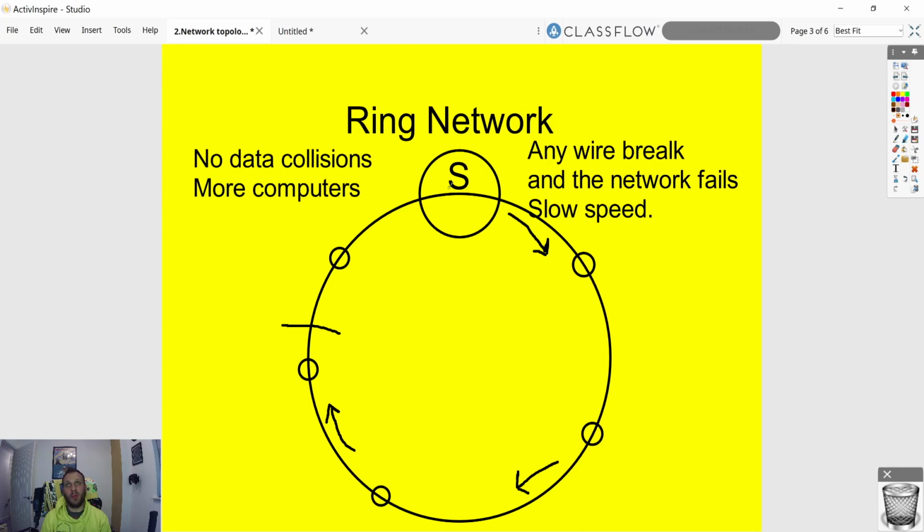Okay, this would be a better option if you had more computers. So our bus network is really okay for a few computers. If you've got more than that, if you've got a room full, let's say, you could maybe have a ring network. Now, this is again slightly more complex than our bus, but slightly simpler than our third network. Let's have a look at that now.